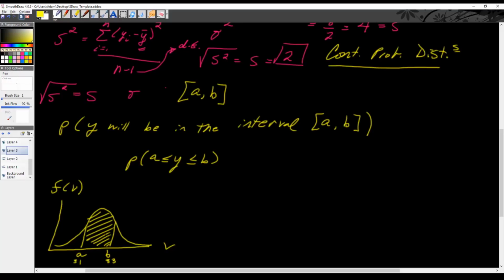So if the curve f of v is the continuous probability distribution of y, then we say that the population of values from which y will be randomly selected is distributed according to the continuous probability curve f of v. In other words, the population has the continuous probability distribution defined by f of v, and this height, the height of the curve.